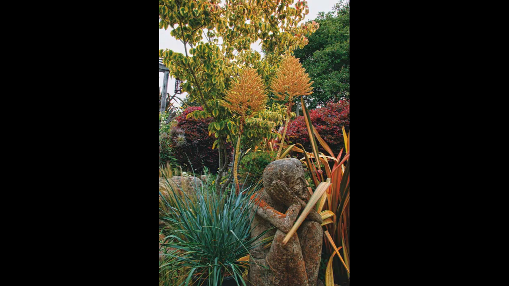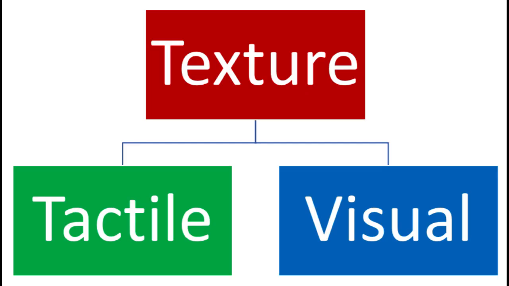Texture is the smoothness or roughness of surface of an object. Texture adds variety and interest. It has the power to attract or detract a viewer's eyes and can be applied to lines, shapes, and forms. Texture may be tactile or visual.